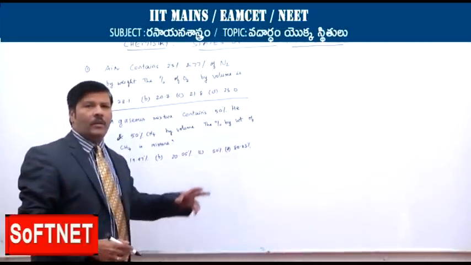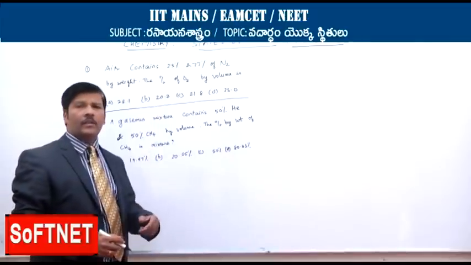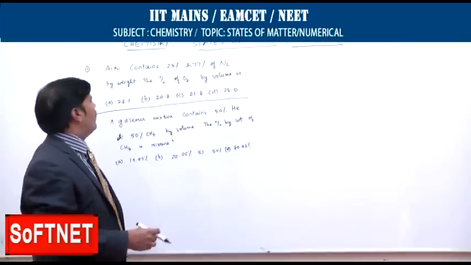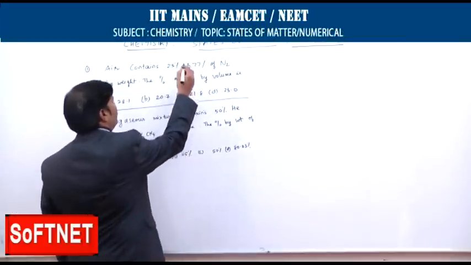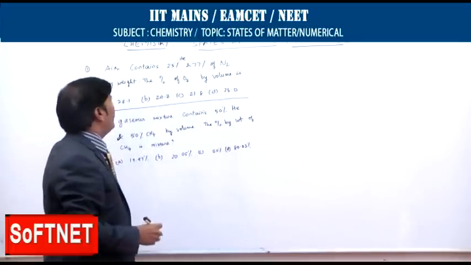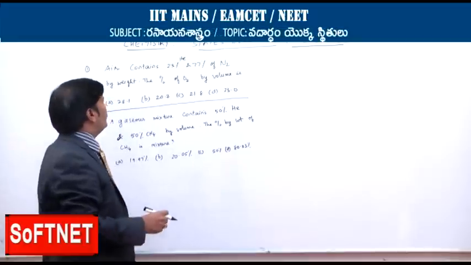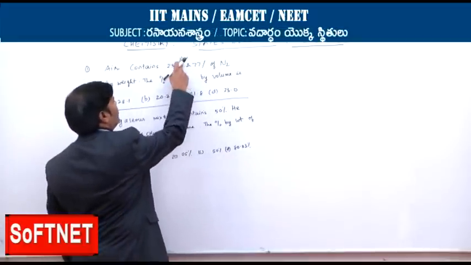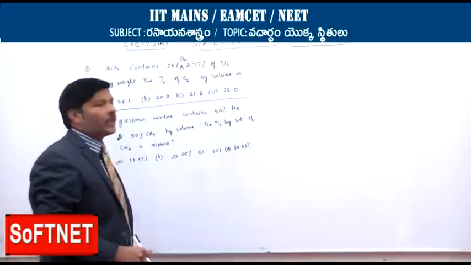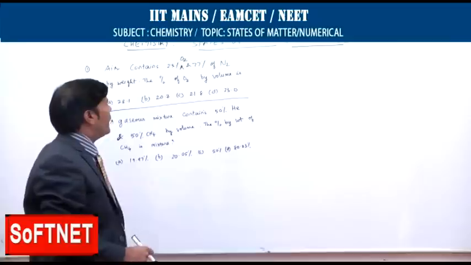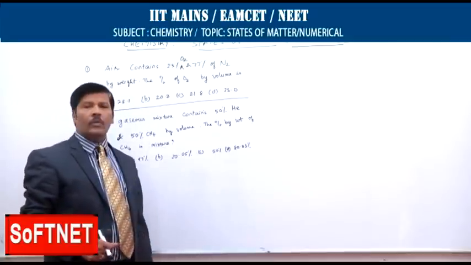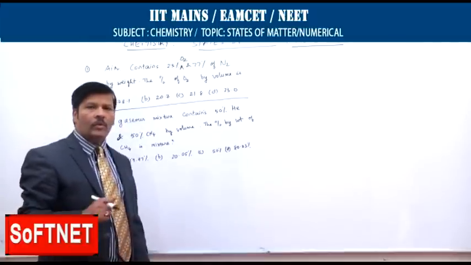Air contains 23% of O2 and 77% of nitrogen by weight. The percentage of O2 by volume is? So how do you approach this problem?